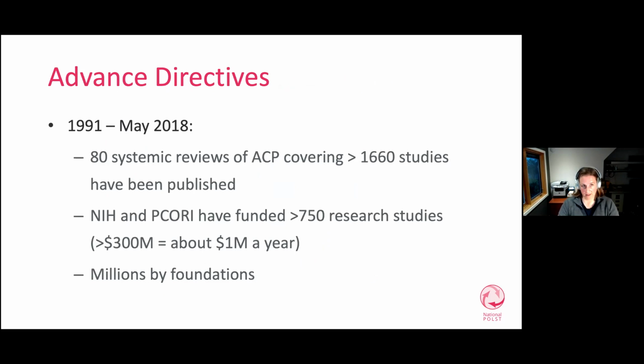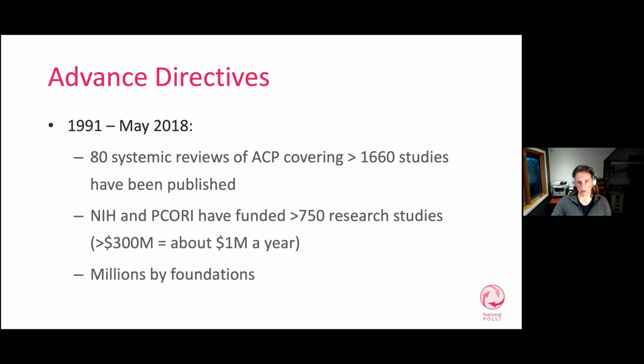So again, looking at that 1991 to May 2018, there was an article that came out over the summer that has created a lot of chaos in our field. The author had said, of 80 systemic reviews of advanced care planning covering over 1,600 studies that have been published, we've got a lot of research on this. The National Institutes of Health and PCORI, which is the Patient-Centered Outcomes Research Institute, are very focused on patient-centered research, and they've funded together over 750 research studies, spending 300 million, which for those of you that don't want to figure out the math is about $1 million a year.